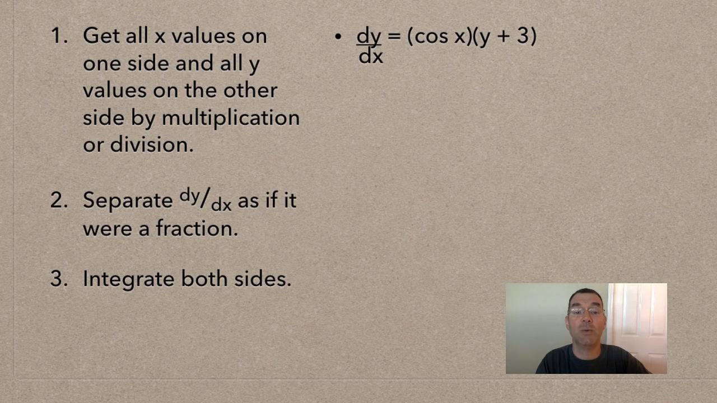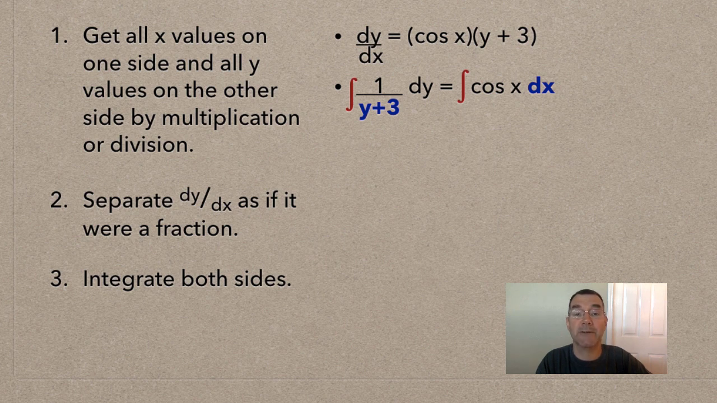So here's an example. I have dy dx equals the cosine of x times y plus 3. And you'll notice that I've got x's and y's together on one side, and I've got dy's and dx's together on the other side, and I want to fix that. So what I do is I divide both sides by y plus 3, and I multiply both sides by dx. And what that's going to do is it's going to give me 1 over y plus 3 dy on one side and cosine of x dx on the other side. So as you can see, I now have my y's and dy's all on the left, and I have my x's and dx's all on the right. Now I'm ready to integrate both sides.